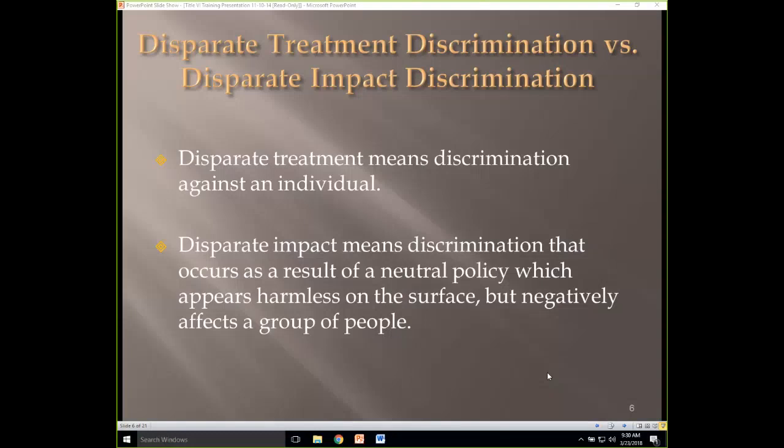So this slide discusses the difference between disparate treatment discrimination and disparate impact discrimination. Disparate treatment means discrimination against an individual. Disparate impact means discrimination that occurs as a result of a neutral policy which appears harmless on the surface, but results in a negative impact to a group of people.